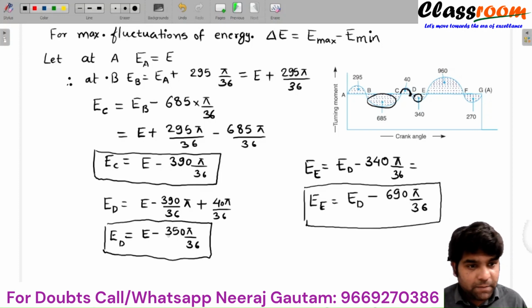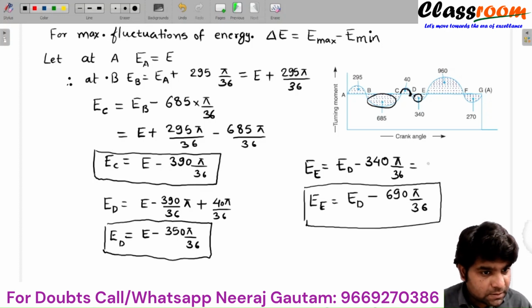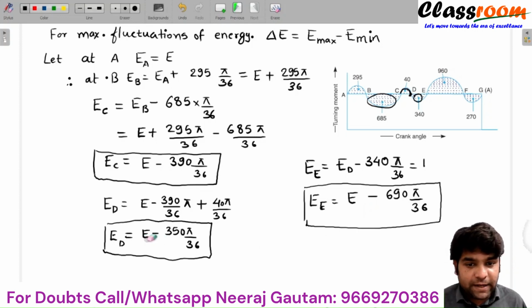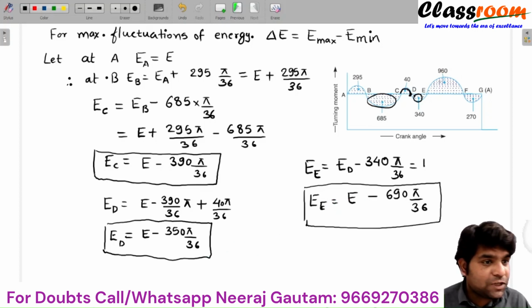Again, it's E minus 350, ED is not ED, because I substitute the value of ED as E minus 350 pi by 36. So in place of ED, E minus 350 pi by 36, 350 plus 340 is 690 pi by 36, which has the negative sign because here it is negative and this is also negative, and this E comes here as E. Now at point F, the energy becomes, with the addition of this energy, that is 960.